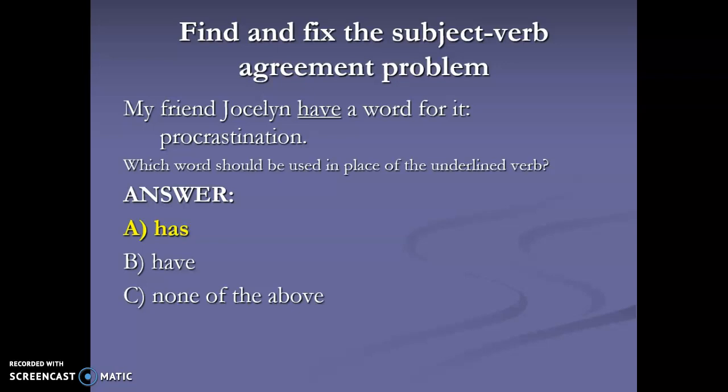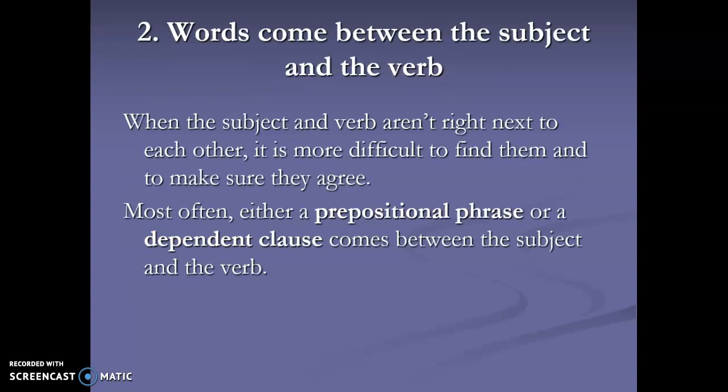So follow those steps we talked about before. You just might need to have the chart of the irregular verbs in front of you so you can pick the correct one. Okay. The second issue is when there are words that come between the subject and the verb, like a prepositional phrase or a dependent clause. We have to make sure that we're picking the proper subject so that we can identify singular, plural, first, second, third person.